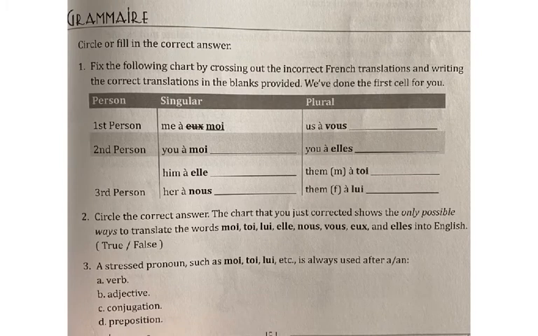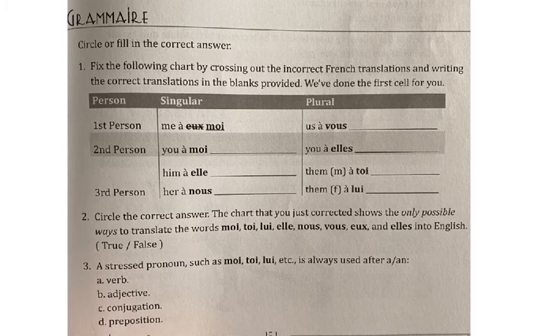Période, oh là là, and I changed the page. Bon, grammaire. Circle or fill in the correct answer. Fix the following chart by crossing out the incorrect French translations and writing the correct translations in the blanks provided. We've done the first cell for you. First person, me, à moi, right? That's the stressed.